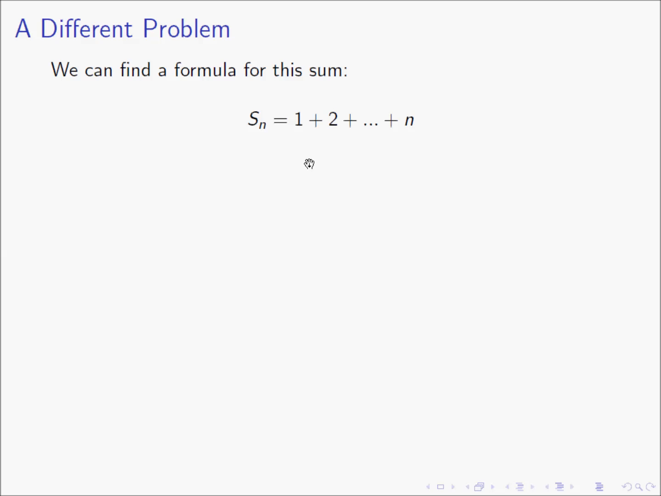We can call this sum s of n and write it like this, but we can also write this sum reversing the order, starting with n and going backwards until 1. And then what we're going to do is to sum the s of n here with the s of n over here, and we're going to sum term by term.